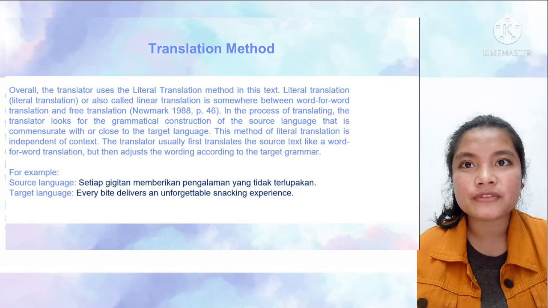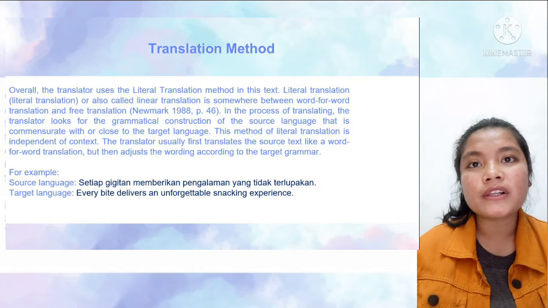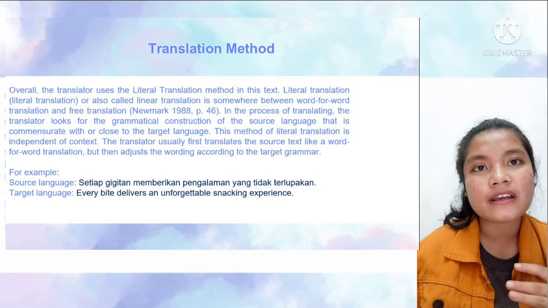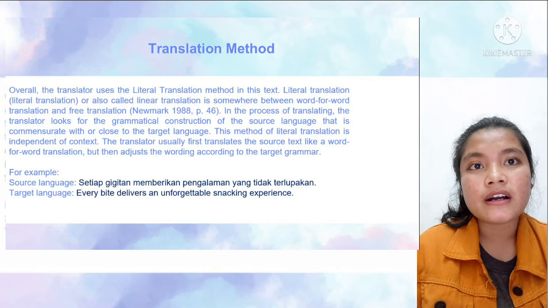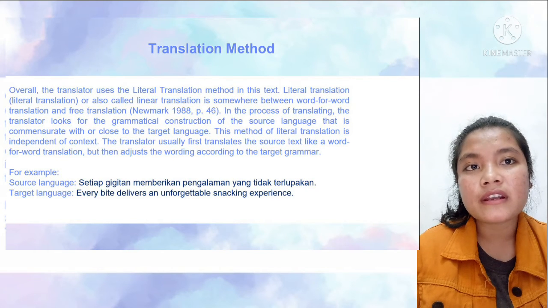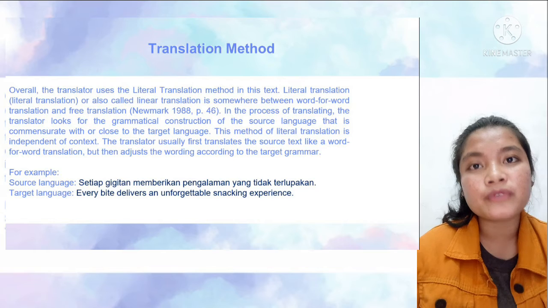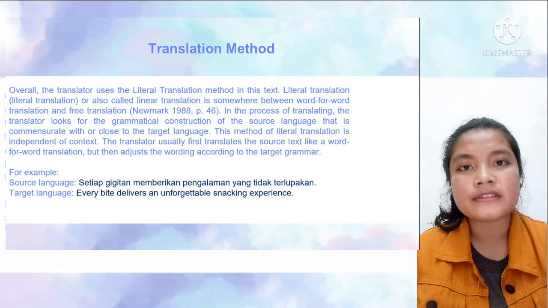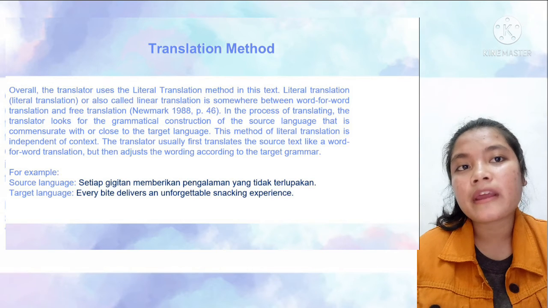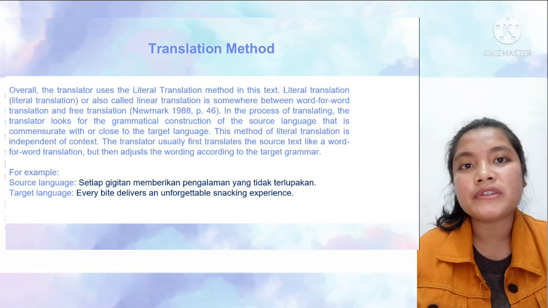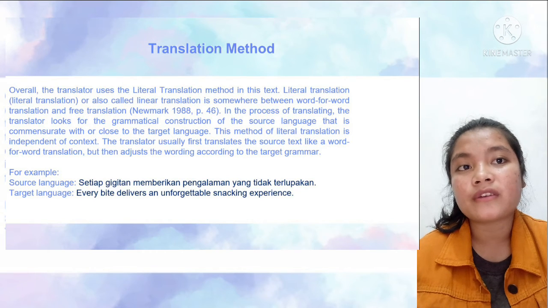The last is about translation method. Overall, the translator used the literal translation method in this text. Literal translation, or we can also call it linear translation, is somewhere between word-for-word translation and free translation. In the process of translating, the translator looks for the grammatical construction of the source language that is commensurate and close to the target language. This method of literal translation is independent of context.